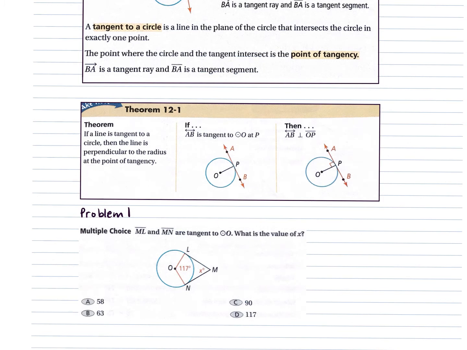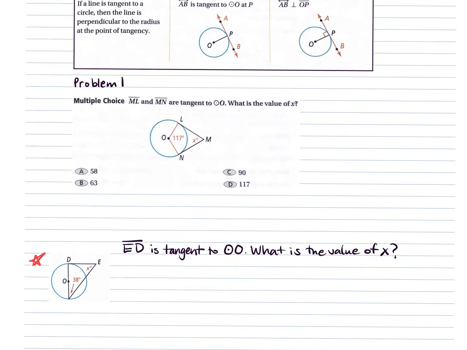We know that if there is a line tangent to the circle, then it is perpendicular to the radius from the center to the point of tangency. So you can see here, if we know that this is from the center to the point of tangency of the tangent line, then this is a 90-degree angle there. So that will help us solve problem 1.